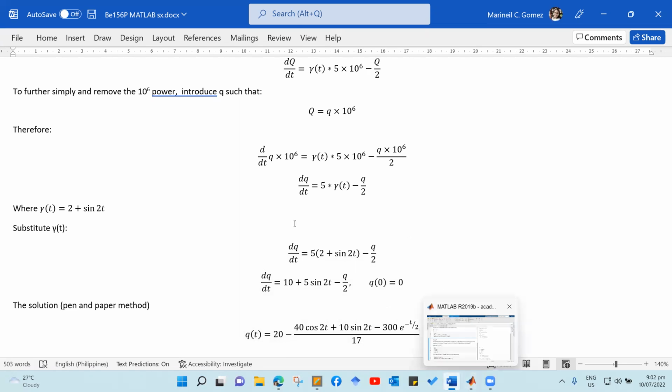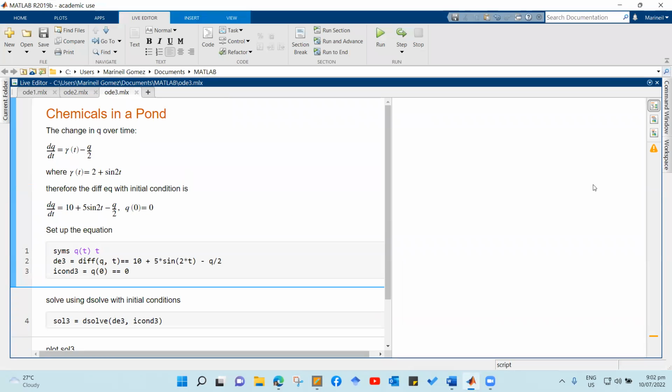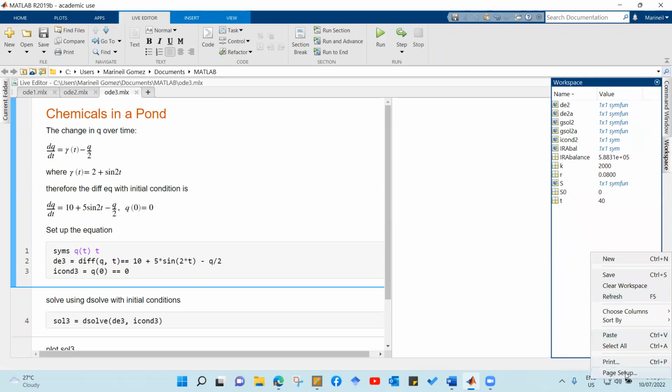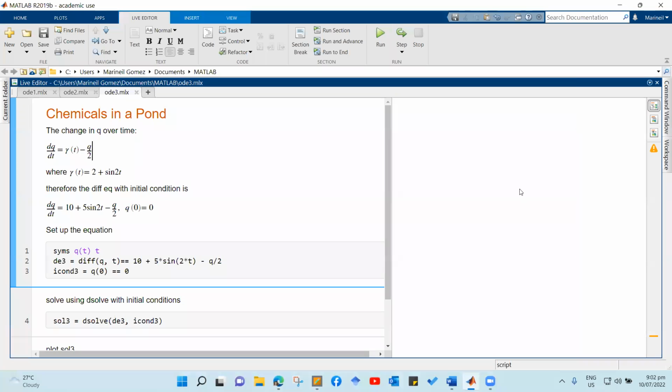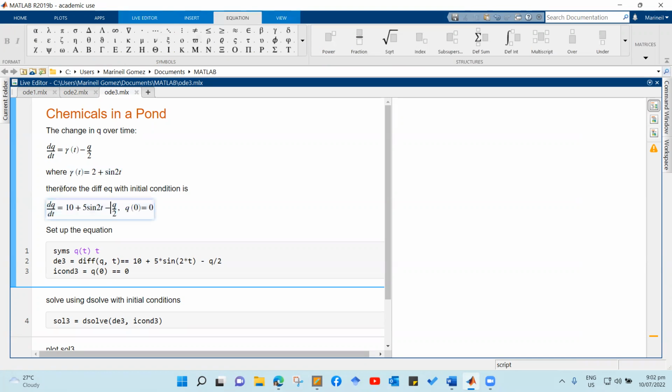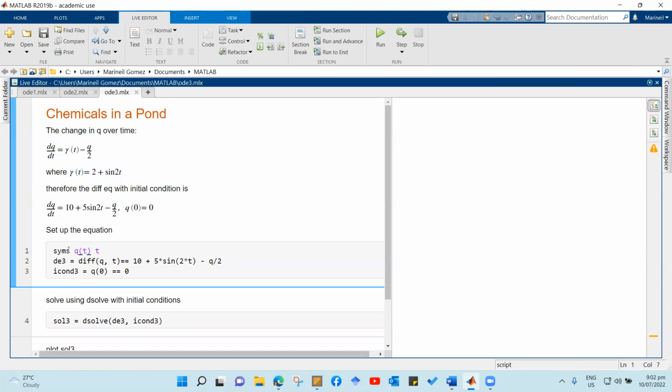Now, what if we use MATLAB using the dsolve function? This is ODE3. So let me clear first the workspace so that all of these activities will be based on our equations, ODE. Again, this is our equation where gamma t is 2 plus sine t. I just substitute the simplified version so that I don't have to introduce another variable named gamma t. So we have here syms of q(t) and t, so we have the variables q, t, and then q sub o. And then this is dE.